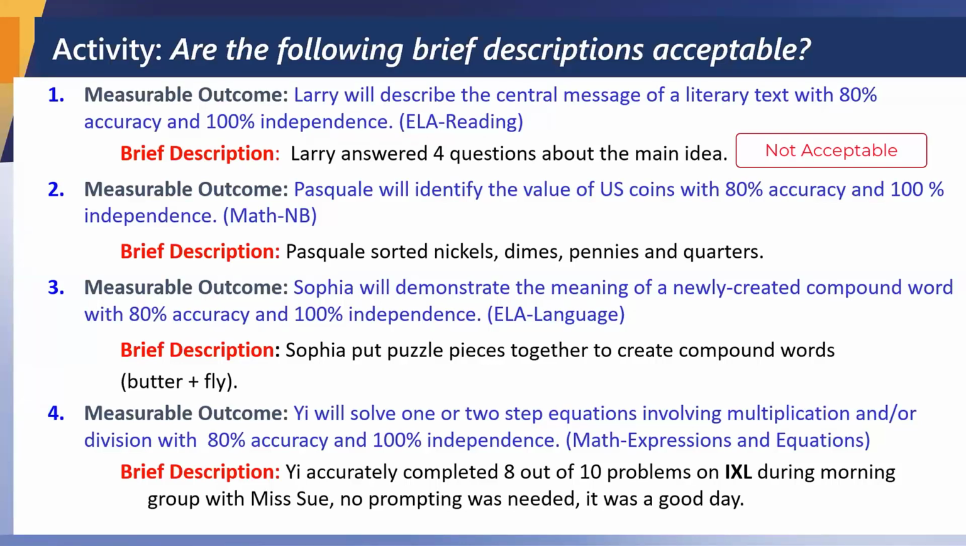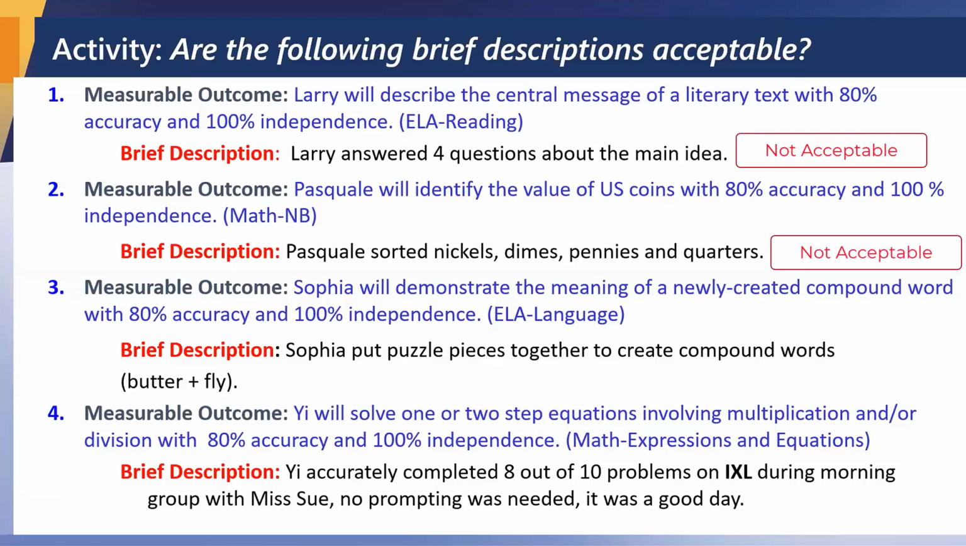Pasquale will identify the value of U.S. coins with 80% accuracy and 100% independence. In my brief description, I wrote that Pasquale sorted nickels, dimes, pennies, and quarters. Is that acceptable or not acceptable? All right, so the majority of you said it was not acceptable, and that is correct.